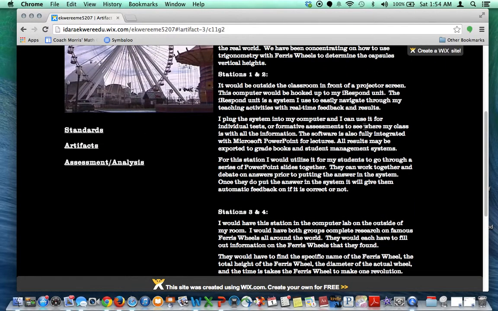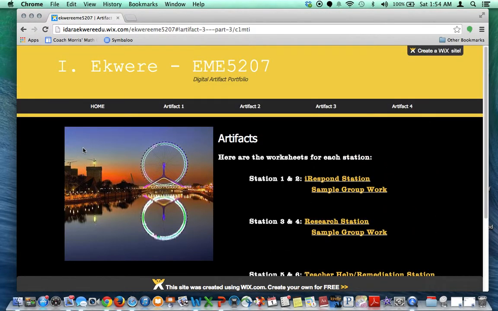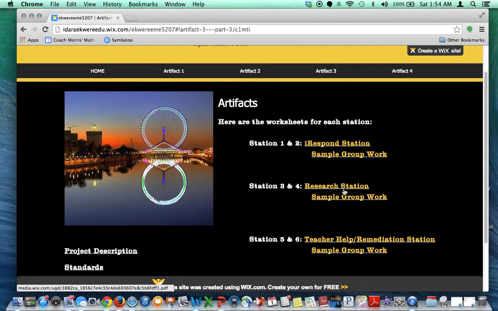they had to utilize the iRespond with the PowerPoints. So they used the iRespond clicker to answer their questions to a PowerPoint. In station 2, they had to do research on a real live Ferris wheel, and then find the vertical height of a capsule after 6 minutes. And then in the last station, they had to work with me to remediate and ask any questions to kind of get them back online.